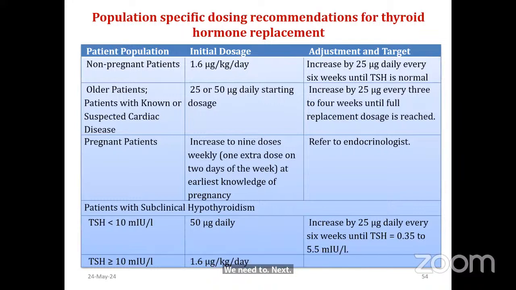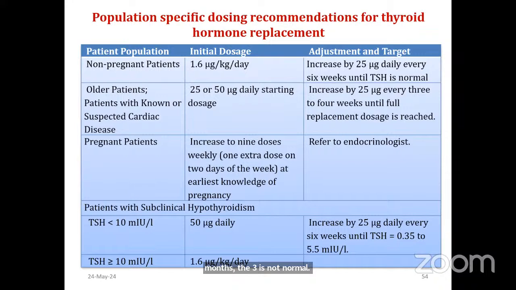Population specific dosing is also recommended for thyroid hormone replacement therapy. In non-pregnant patients, as we have discussed, the main dose is 1.6 microgram per kg per day, and we can increase the dose by 25 microgram daily every 6 weeks until TSH is normal. So we have to start with 100 microgram, and after 2 months, if the TSH is not normal, we can increase 25 microgram again.